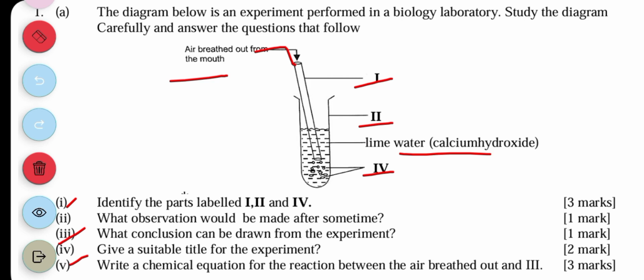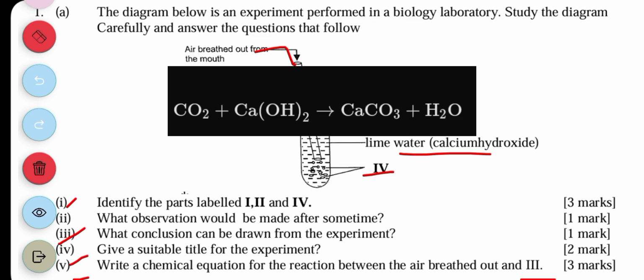Then the next question says, write a chemical equation for the reaction between air breathed out and lime water. You can see the equation here, and this equation has carbon dioxide and calcium hydroxide giving you the products calcium carbonate and water.